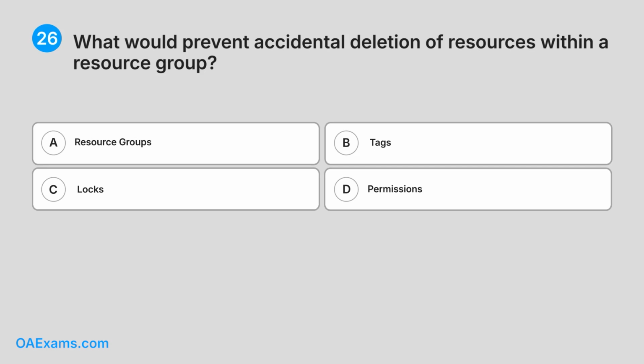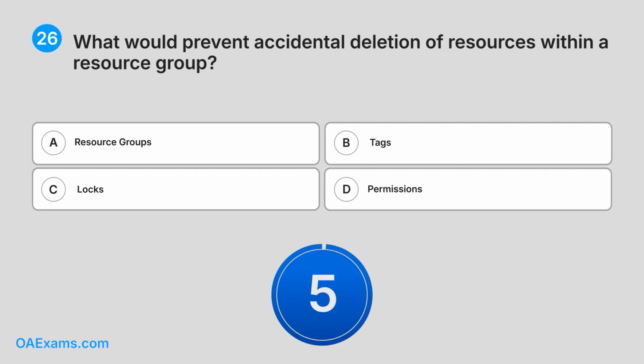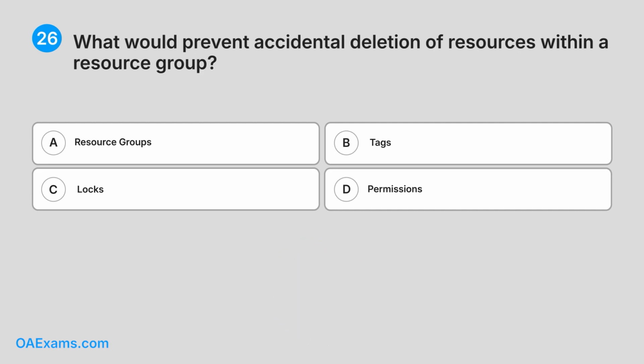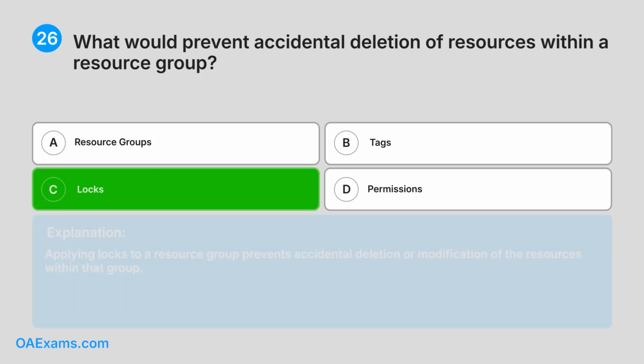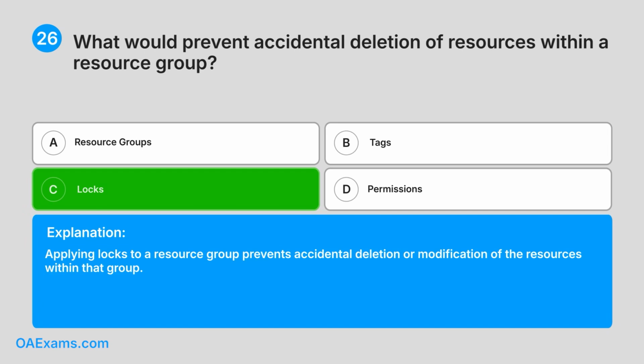26. What would prevent accidental deletion of resources within a resource group? A. Resource groups. B. Tag. C. Locks. D. Permissions. What do you think is the answer? Correct answer. C. Explanation. Applying locks to a resource group prevents accidental deletion or modification of the resources within that group.